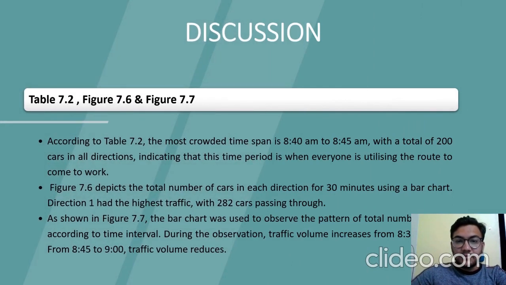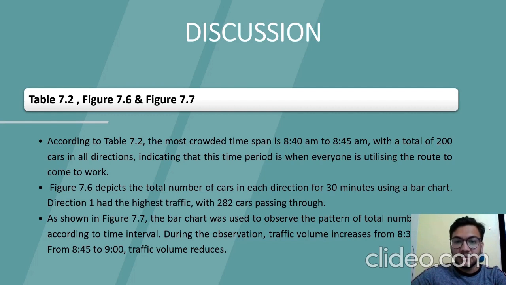Table 6.7.2 shows that the busiest period is between 8:40 and 8:45 a.m., when there are 200 automobiles traveling in all directions. This shows that that is when everyone uses the road to get to work.